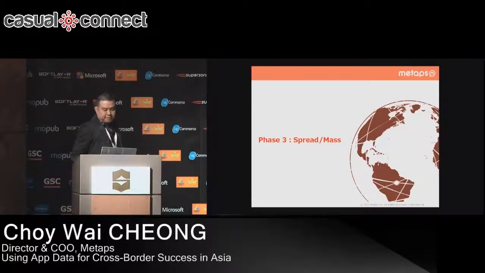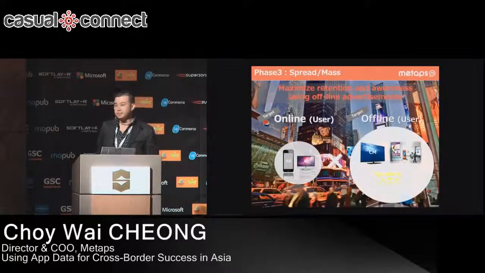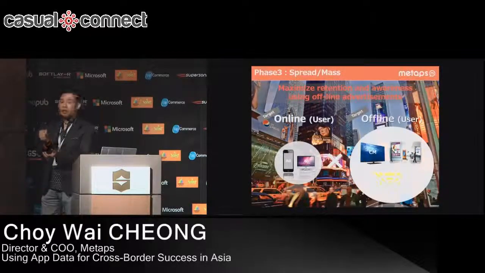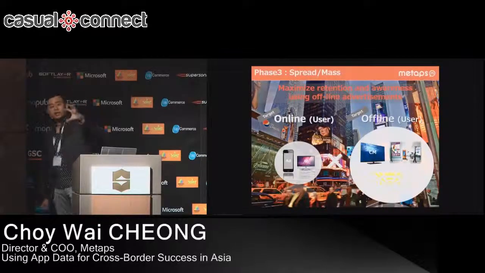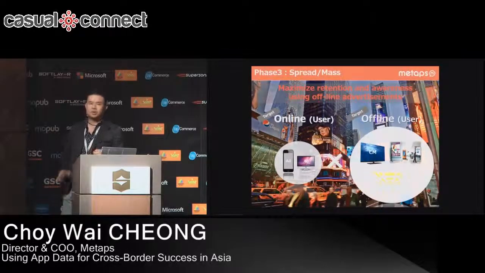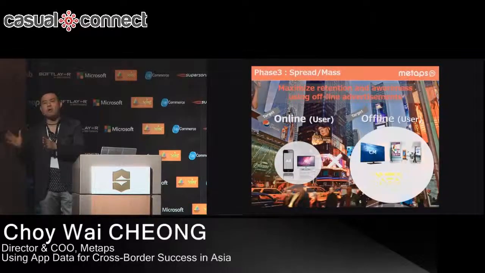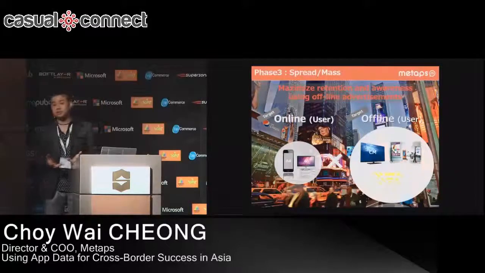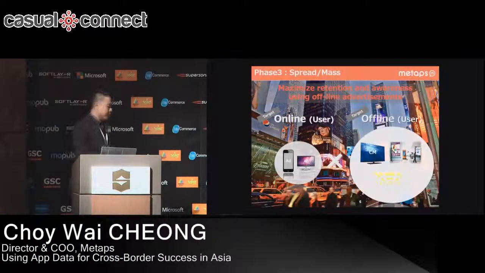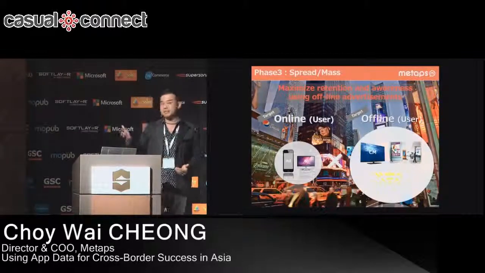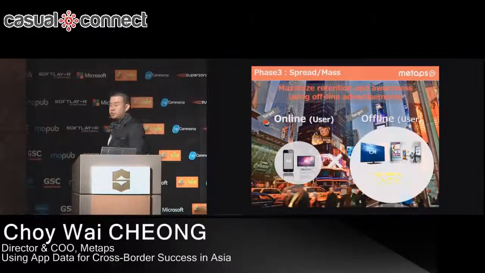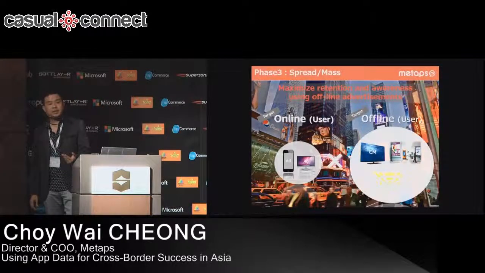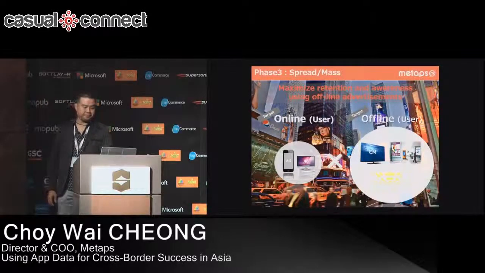So, phase 3, spread and mass. We talk about mass, we talk about further exposure. This is actually combining online and offline users together, so online advertising and offline advertising. When we talk about offline advertising, usually we think about billboards, all right? But there's not just billboards. In today's world, we commute to work every day, so train stations, subways, bus stops, taxis in, let's say, Singapore, TV commercials. TV commercials used to be only for the brands, but now it's getting more and more popular for games as well.